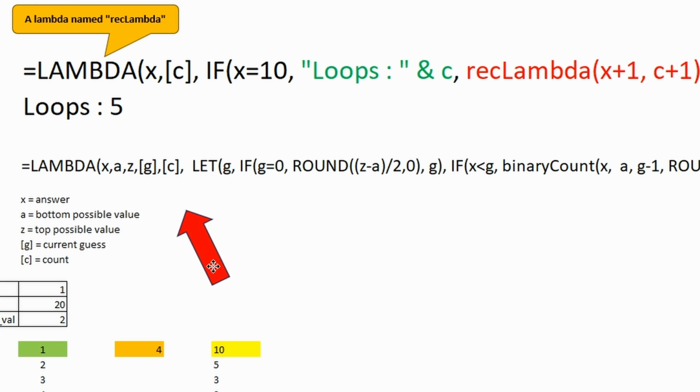So this Lambda is named binary count, and I had to use shorter variable names so it wouldn't run off the screen here. But basically we have the answer, that's the correct lookup value that we're trying to guess at. A to Z is the lowest to the top of the list, G is the current guess, and C is the count. So the first time we come through, we don't intend G or C to be input by the user. We're going to use them as variables internally, but we'll need to set the guess the first time that we run, and after that point, it's going to feed back the guess based on the result of the algorithm.